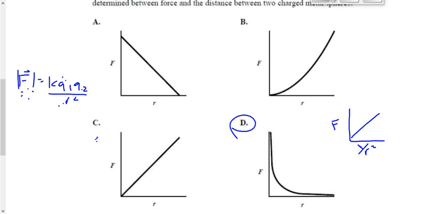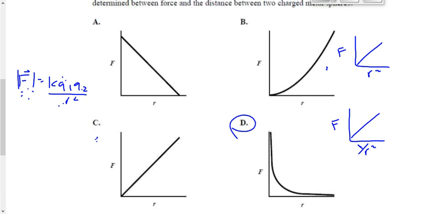I was trying to remember. What if we wanted to straighten out this one? Like, this is wrong, right? This is the wrong relationship. It's not an increasing relationship like this. But if we wanted to straighten out this one, let's say this was the correct relationship, how would we turn that one into a straight line? It wouldn't be F versus 1 over R squared. Rather, it would be F versus R squared, not 1 over R squared, right? That make sense?